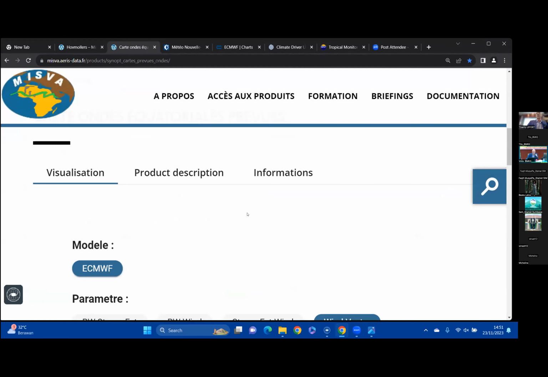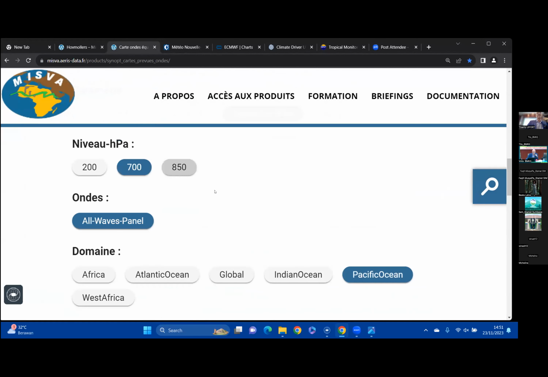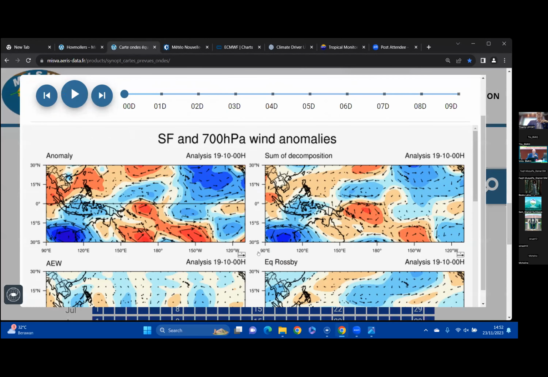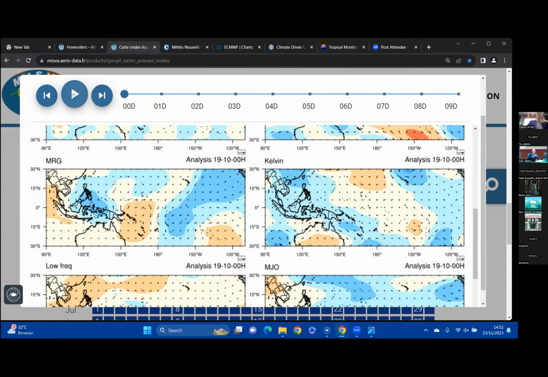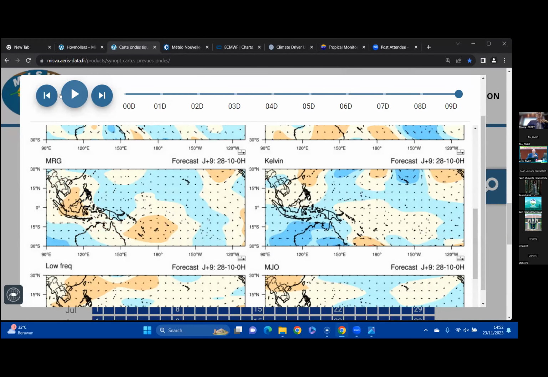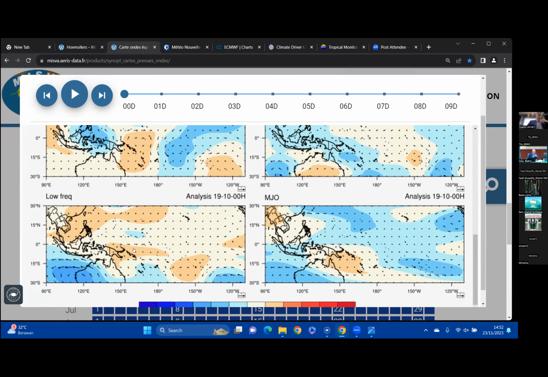So to finish, if we look at stream function and wind at 700, yes, sometimes 700 is clearer than 850. So let's look at the wave train here. You have a nice wave train. You understand that when you add the red, which is the cyclonic vorticity from the equatorial Rossby wave, you've got the orange, which is the cyclonic vorticity of the low frequency.